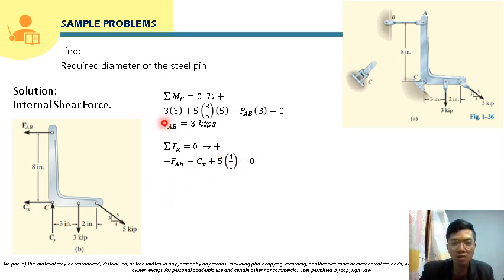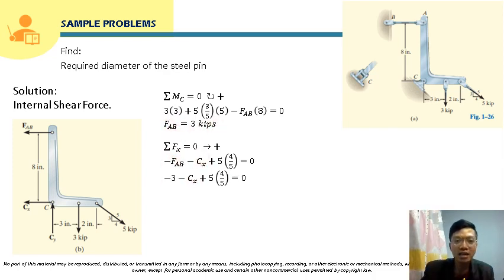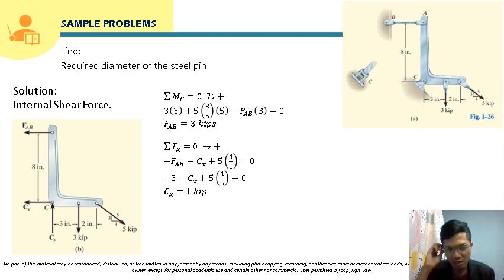We are going to substitute what we solved for FAB to solve for Cx. So this will be negative 3 minus Cx plus 5 times 4 over 5 is equal to 0. Solving for Cx, if we input that in our calculator, that will be negative 3 plus 5 times 4 over 5, and we can transpose Cx to the other side and it will become positive. The value for Cx, therefore, will be 1 kip. So that's the value of Cx.